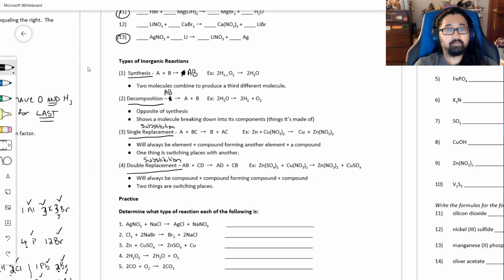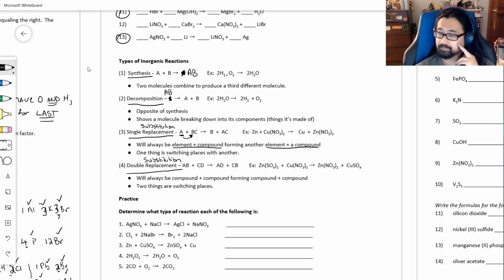There we go, substitution. You might see single substitution and double substitution. They haven't used those terms for a little while, but they might. Right. Now, what you will see here for single replacement is that a single element will come in and kick out another element from a compound. So here, A kicks out B. B becomes a single element on its own. A and C are now a compound. It will always be element plus compound becomes element plus compound. Always. That's like the format of it, right?